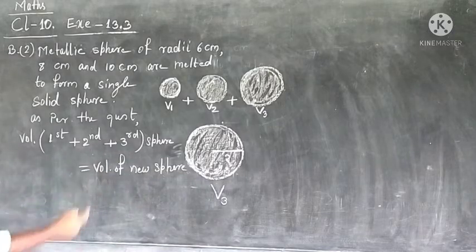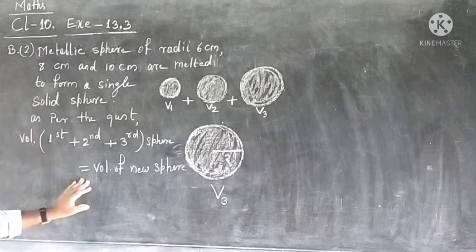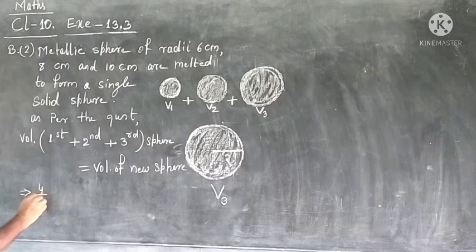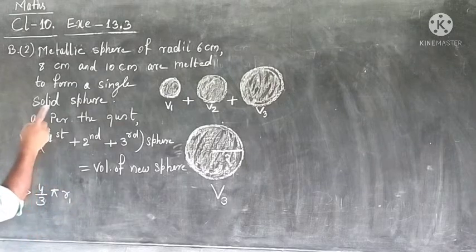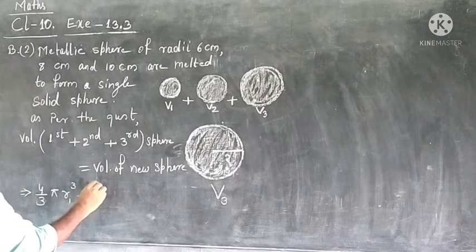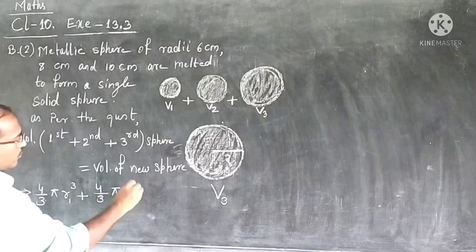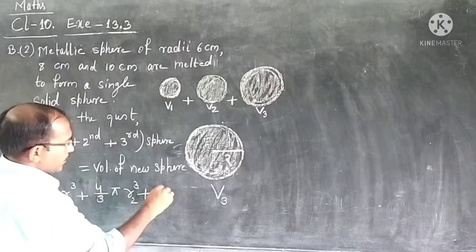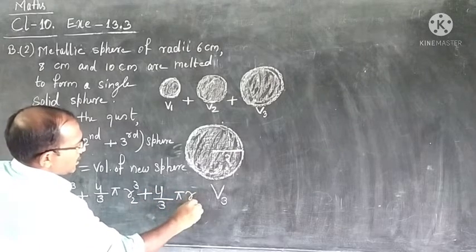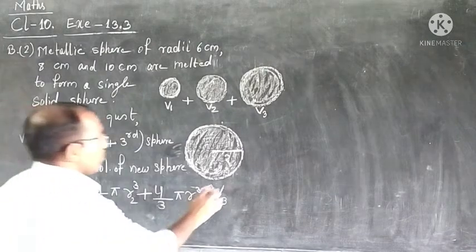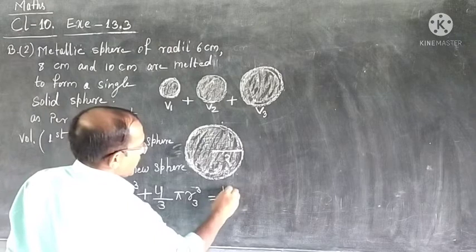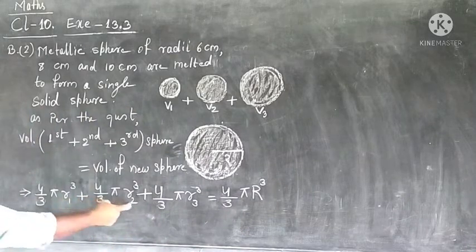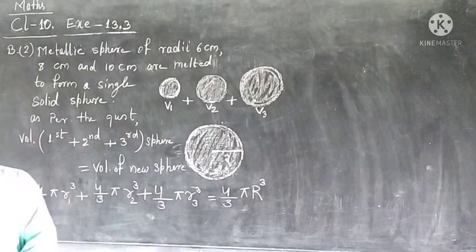Now, we can start with the volume of the new sphere. Let us continue with this: volume of first sphere is 4 by 3 pi r1 cube, plus 4 by 3 pi r2 cube, plus 4 by 3 pi r3 cube, is equal to the volume of the new sphere. Sphere volume is 4 by 3 pi r cube, but to show the different radii we are using r1, r2, r3 and then the biggest one, capital R.